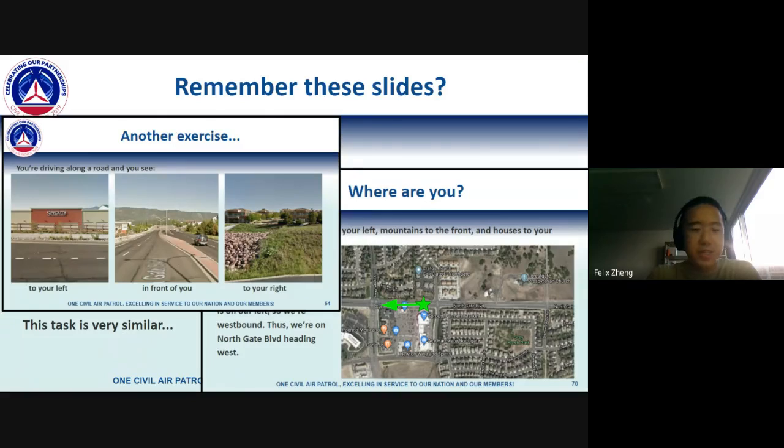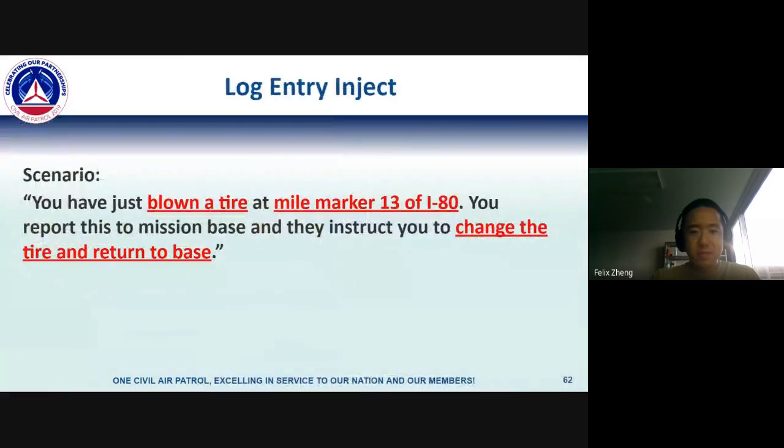So if you guys were here last week, you might remember these slides where we gave you a view to your left, in front, and to your right, and we asked you to identify where you were on the map. This task is very similar to that format. So, hey, we got a log entry inject. You have just blown a tire, and you report that you are at mile marker 13 of I-80 to mission base. They tell you to pull over, change the tire to the spare, and return to base immediately.